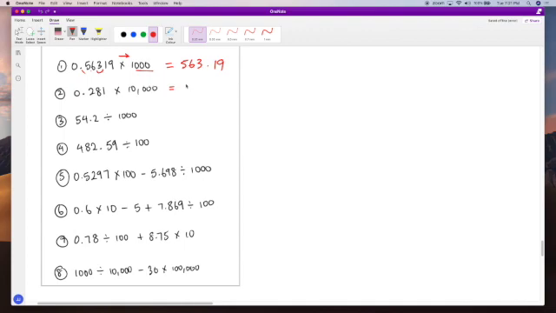We had to multiply, so we're going in this direction. And 1, 2, 3, 4 zeros means we go 1, 2, 3, and then 4. So that gives us 2,810.